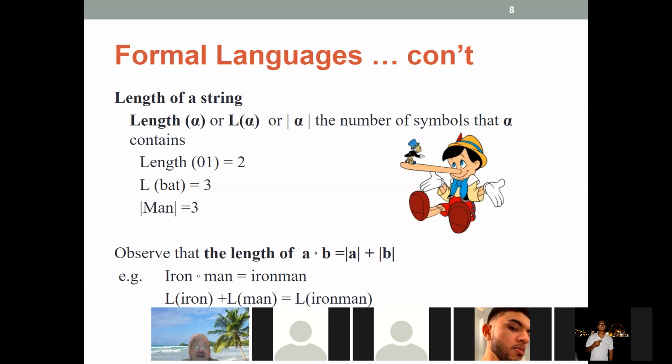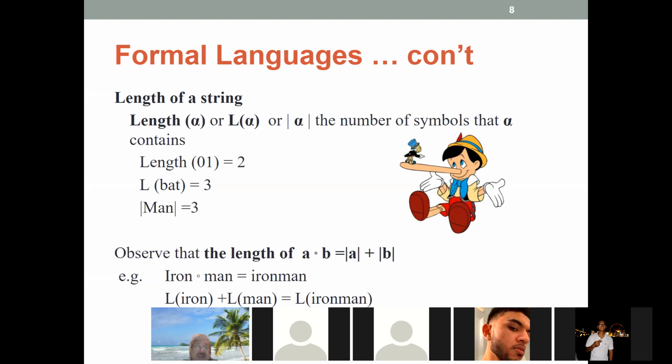So the length of A concatenated with B is equal to the length of A plus the length of B. The length of iron concatenated with man: iron concatenated with man is the new string Iron Man. You're right, I should not have put iron in lowercase, but this is not case sensitive. So the length of iron plus the length of man, 4 plus 3 is 7.